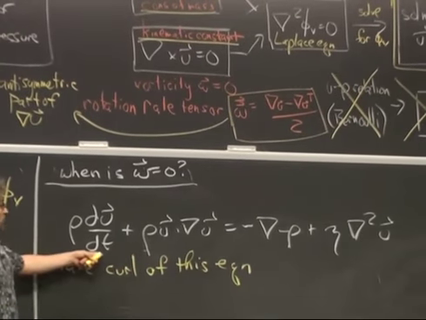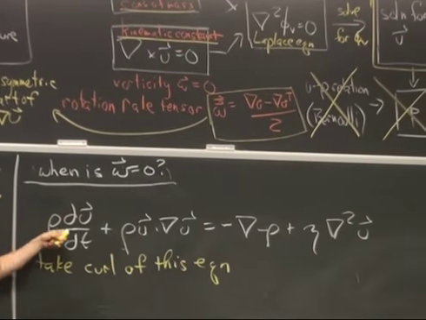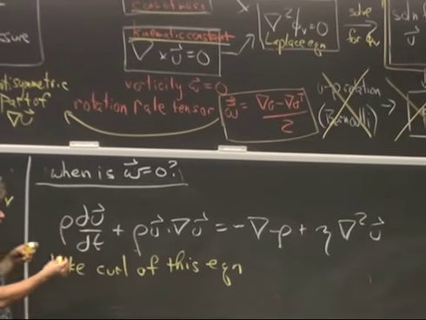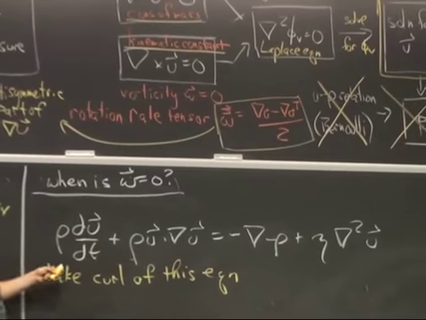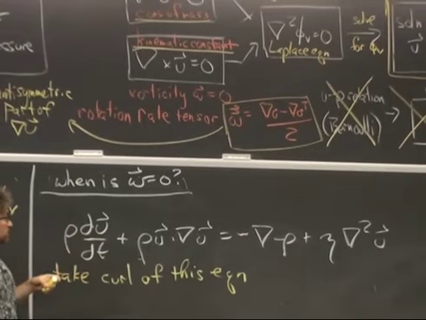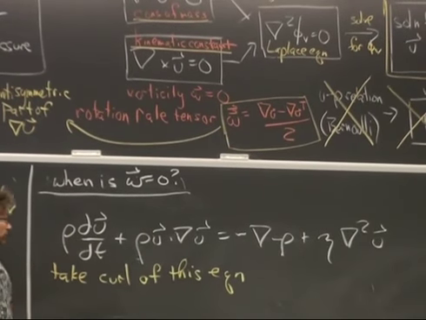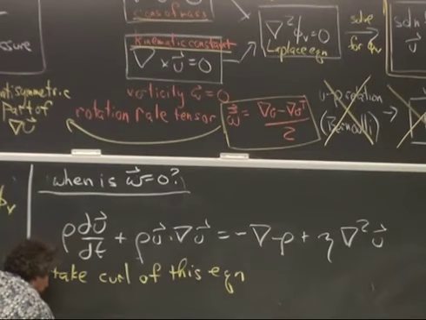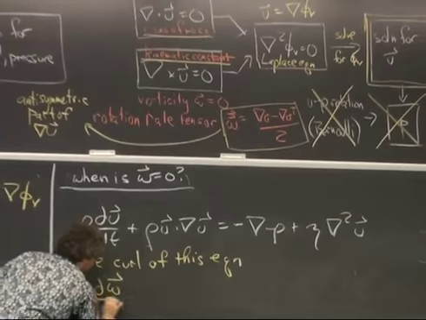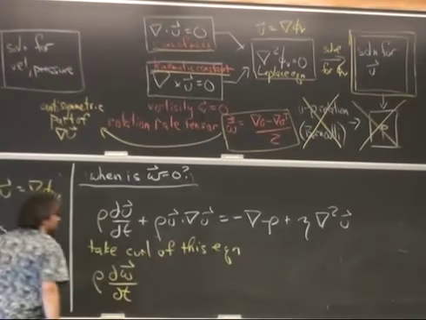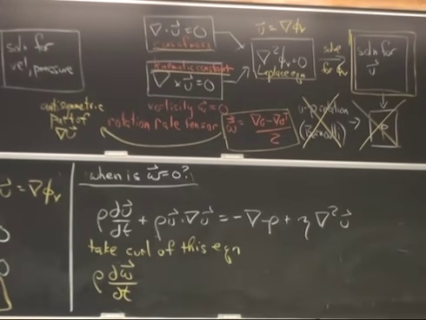So, if I take del cross this term, this is a scalar. The process of taking the curl and the derivative with time, they're both linear operators and they commute. So the curl of du dt is equal to d dt of the curl of u. And that means that taking the curl of this turns this into d omega dt.